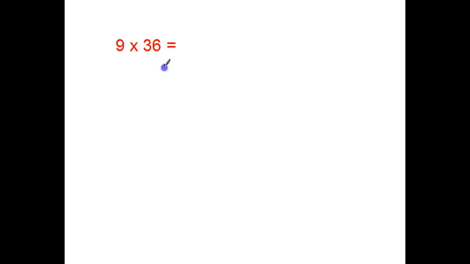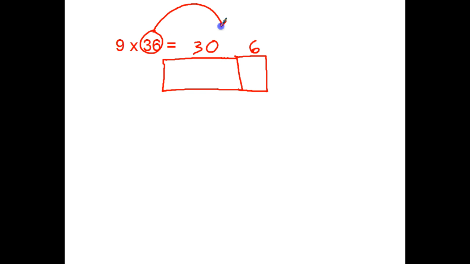So I'm going to draw a box here. And in this box, that length is 30, and this length is 6. As you can probably tell, I got the 36 from here, and if we went to expanded form, that would be 30 plus 6. Since the 9 is less than 10, I can just put a 9 here. And now what I'm going to do is find the area of both of these rectangles.